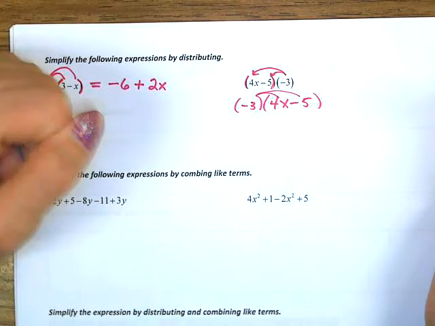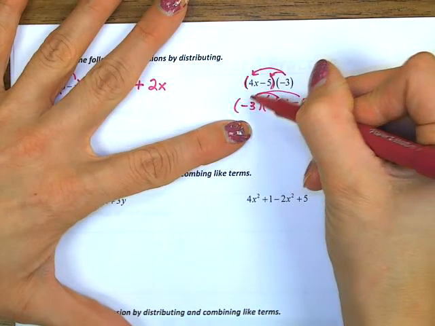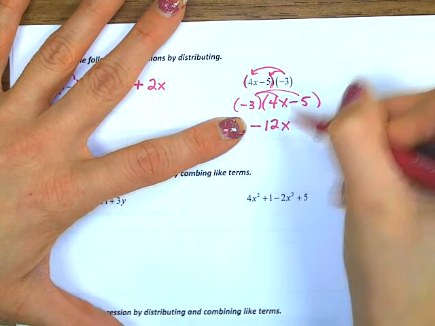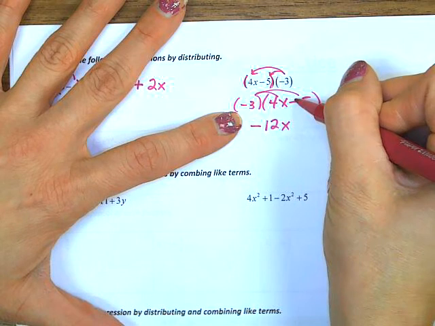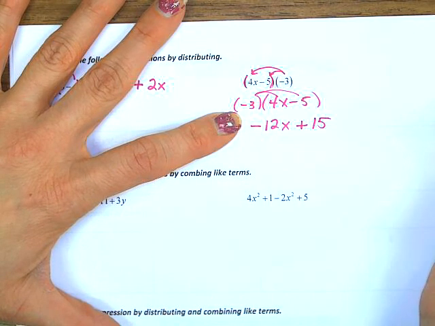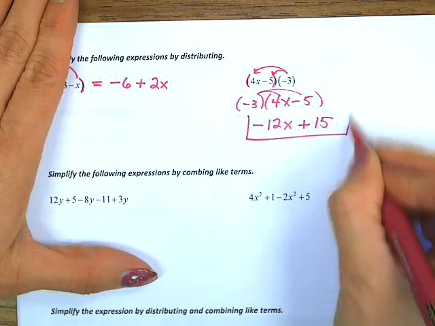So this is a good idea. A negative times a positive is negative 12x. A negative times a negative is positive 15. And that's how we're going to leave our answer.